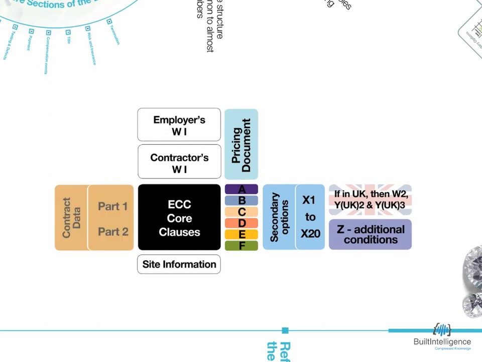The next document that is part of the contract is the contract data. This again has two parts. Part 1 is filled in by the employer and sent out to contractors. It has two main functions. The first is to reference all the options that are to be used and the other documents which we have mentioned. The exceptions would be those documents yet to be generated by the contractor. By referencing these documents, they become part of the contract.